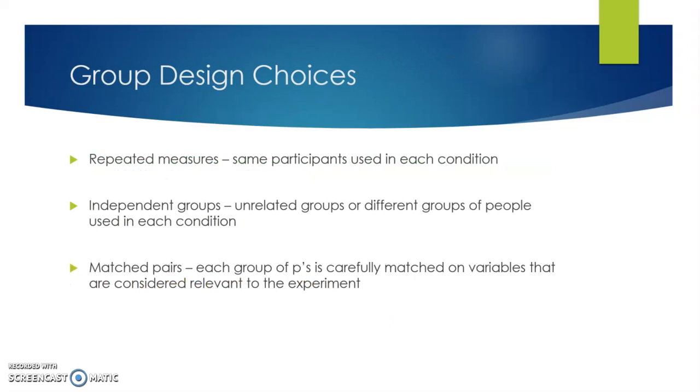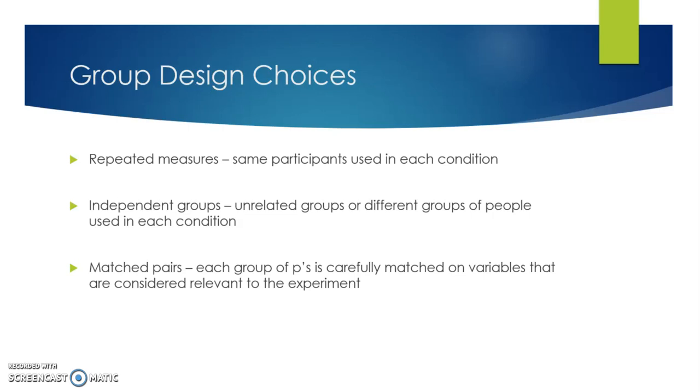So when conducting an experiment, there are a number of ways in which you can choose how to put participants into conditions. And these are known as your group designs. And there are three main ones that we need to know about. So the first of these is repeated measures, which is where you take the same participants from one condition and you make them take part in the next condition as well.